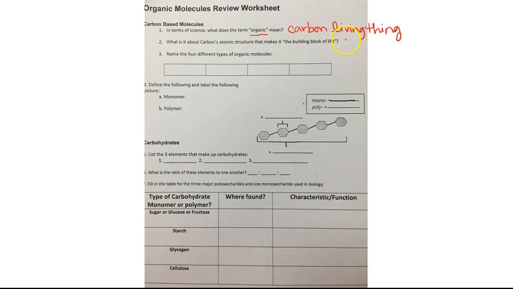Okay, what is it about carbon's atomic structure that makes it the building block of life? So the carbon atom has 4 valence electrons. Because it has 4, it has this uncanny ability to pretty much bond with anything. It could bond with hydrogen, oxygen, phosphorus, sulfur, and many other things, but in living things, those are the only things that it'll bond with. But it's the 4 valence electrons. Remember, valence meaning outside shell.